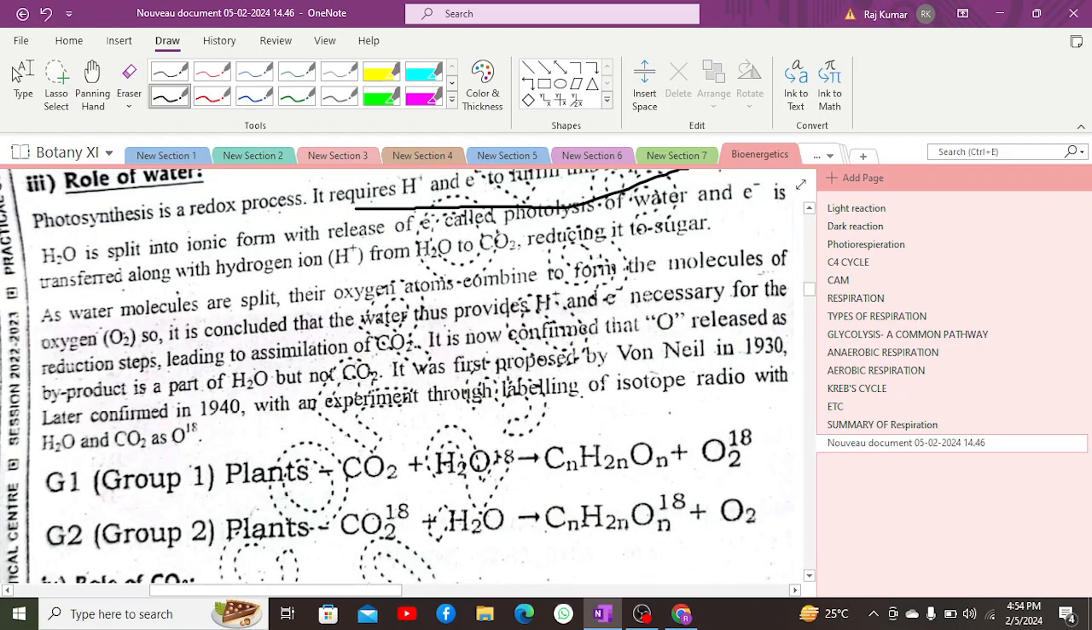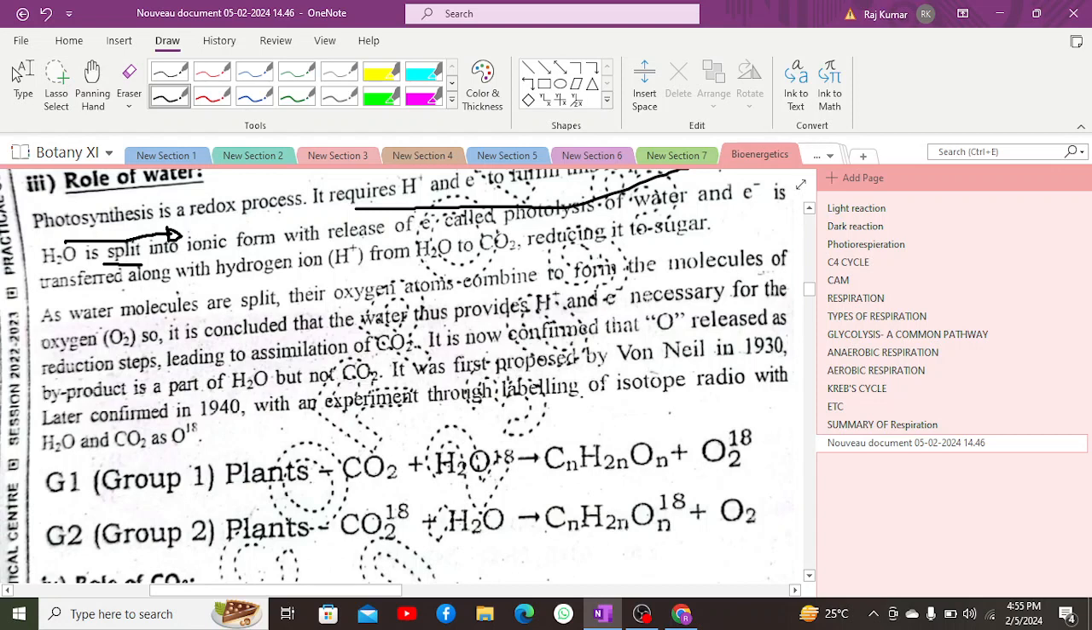So there was a scientist named Neil, and he unveiled the hypothesis which was on the basis of photolysis of water. He said that the oxygen which is evolved from the plants is obtained from the oxygen present in the H2O, and this process in which the H2O is split into the ionic form with the release of electrons is known as photolysis.